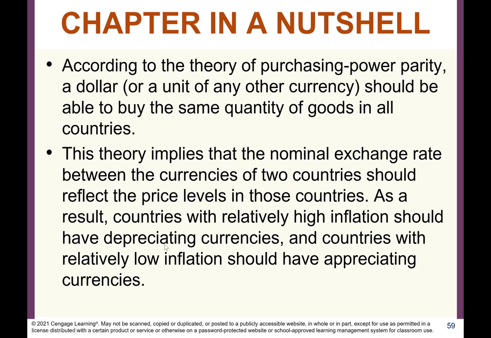According to the theory of purchasing power parity, a dollar, or a unit of any other currency, should be able to buy the same quantity of goods in all countries. This theory implies that the nominal exchange rate between the currencies of two countries should reflect the price levels in those countries. As a result, countries with relatively high inflation should have depreciating currencies, and countries with relatively low inflation should have appreciating currencies.